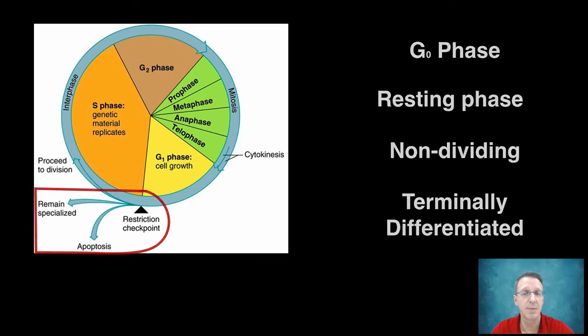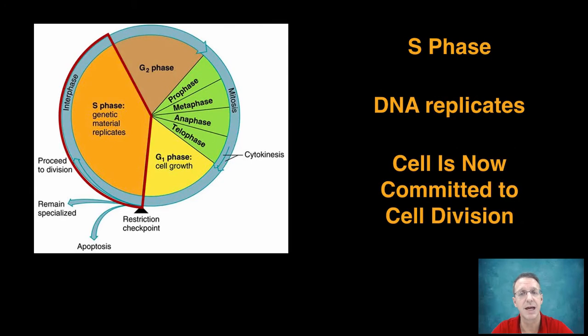Now, when the cells commit to divide, they must first enter the S phase, or the synthesis phase, during which the DNA is replicated. This obviously needs to happen. If you're going to produce two cells from one, you're going to have to ensure that each gets a copy of the DNA. So that's what occurs here in the S phase.